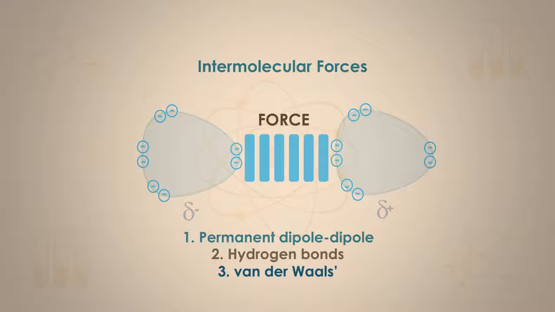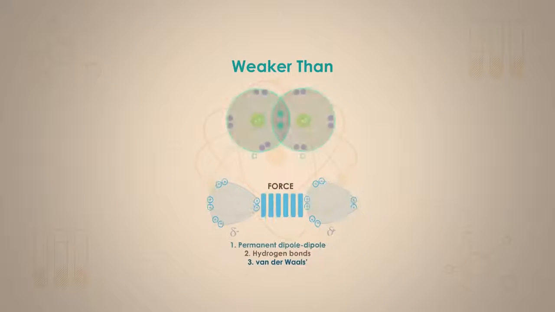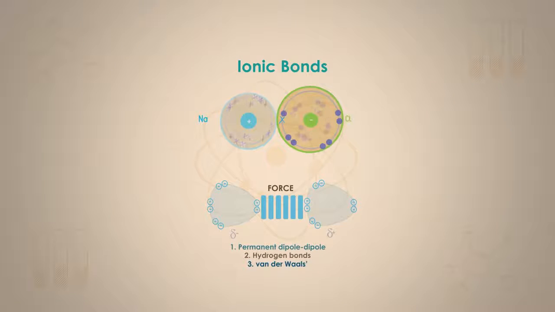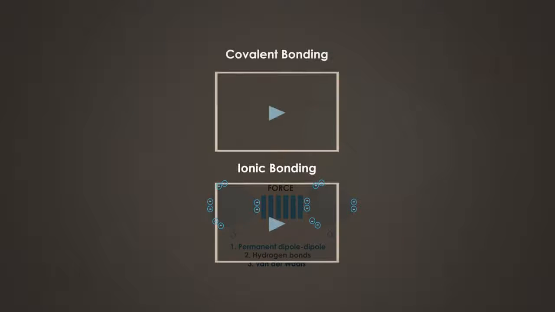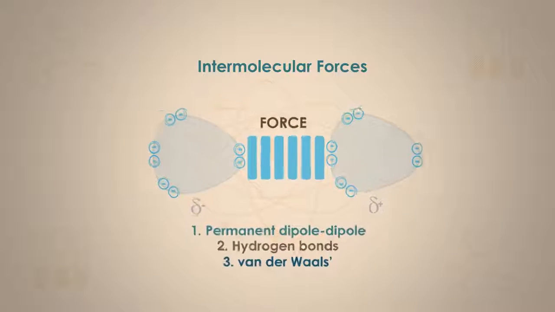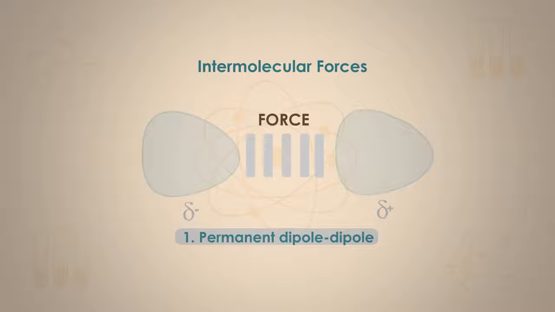Van der Waals forces. All of these three forces are very much weaker than ionic or covalent bonds, which bind atoms and ions together in elements and compounds. We have a video each on ionic and covalent bonds if you haven't learned about them yet. Let us now look at these three intermolecular forces one by one. First up are permanent dipole-dipole forces.